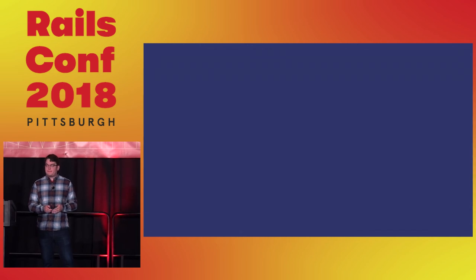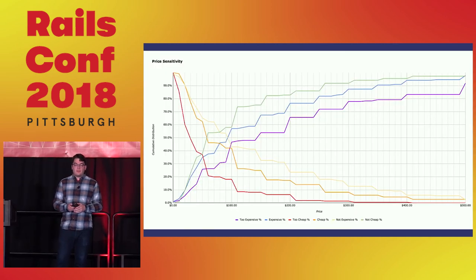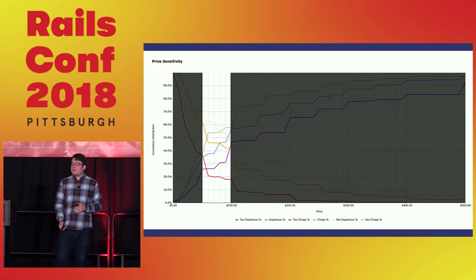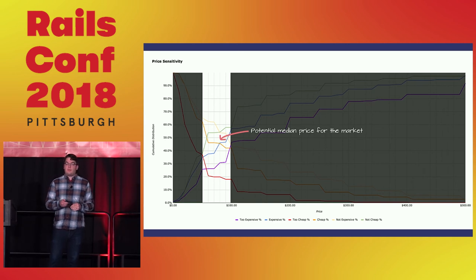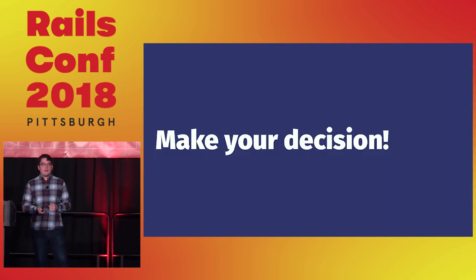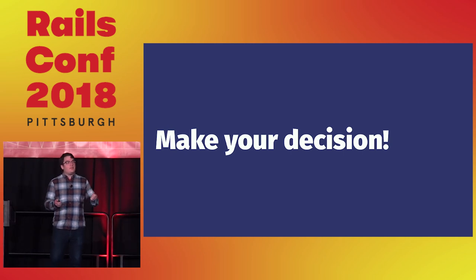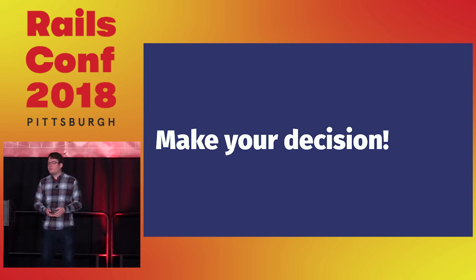All right, so now what? You want to graph all six curves together and look at what you have. You have your range of acceptable prices. We know the range that the customers think is acceptable for your pricing. You also have the potential median price for the market. And you have the minimum resistance to change. Now it's time to make your decision. It's still going to be a little hard, but at least you have information about what to do now. You can use your reason and think about what you want to optimize for here.